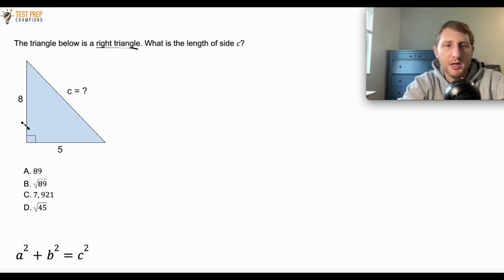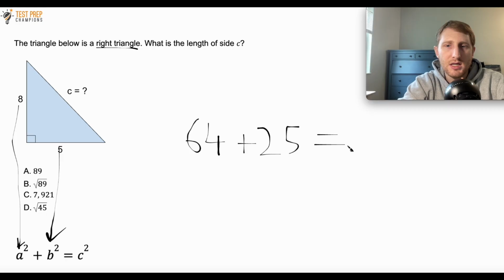Now here, what I'm going to do to start off is plug 8 in for A and plug 5 in for B. So A squared is 8 squared, which is 64, and B squared would be 5 squared, which is 25. So I have 64 plus 25 equals C squared. Now you might be wondering, what happens if I plug 5 in for A and 8 in for B? Well, nothing happens. You'd just end up with 25 plus 64 equals C squared, which is going to give you the exact same answer.